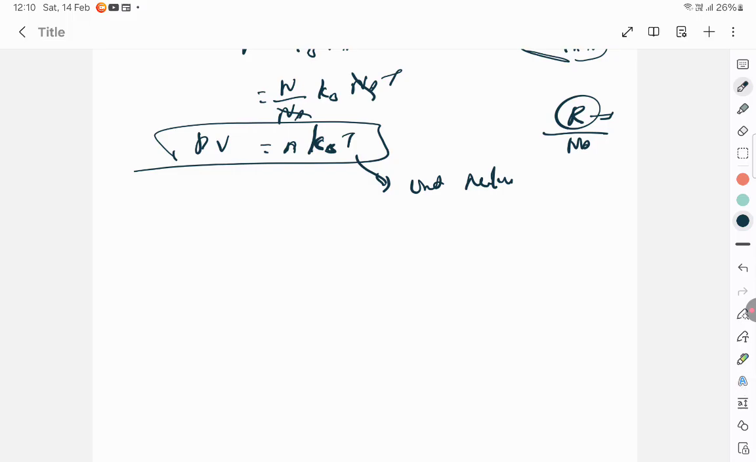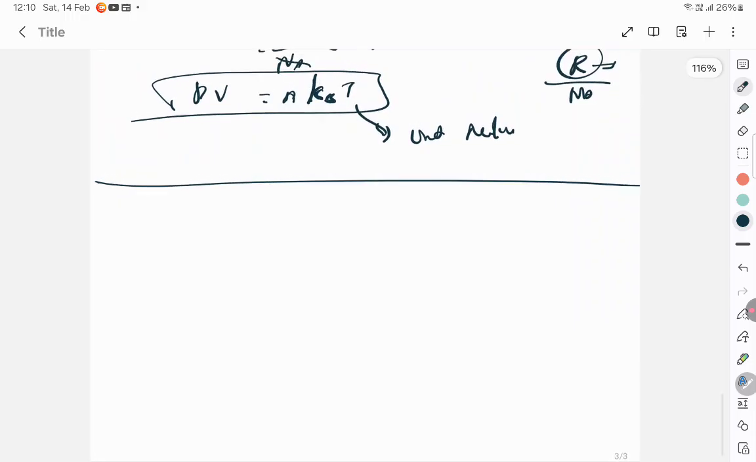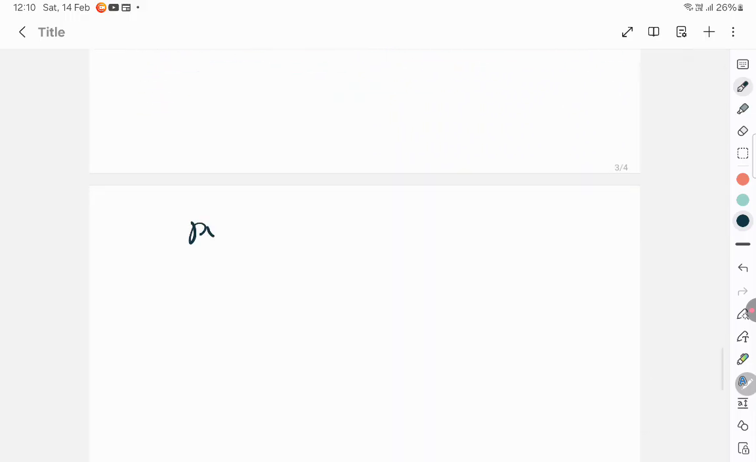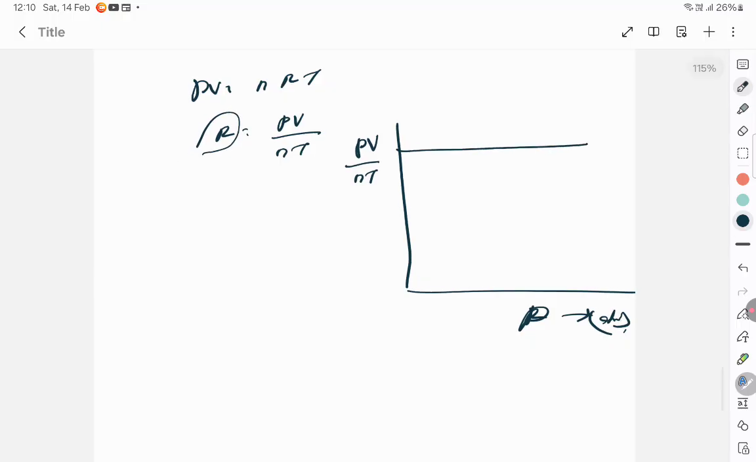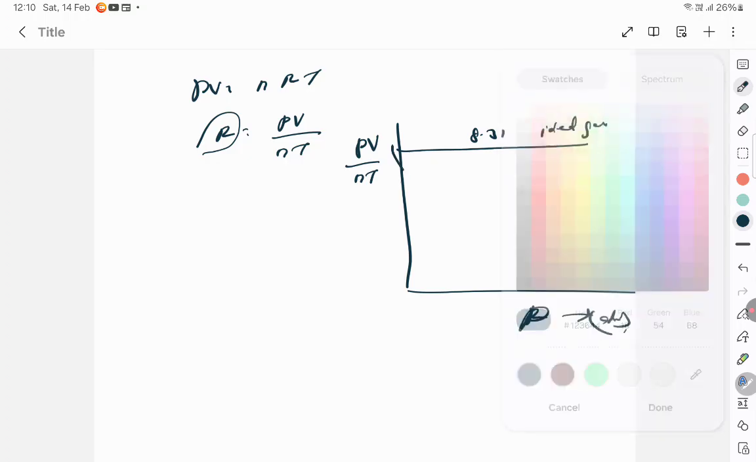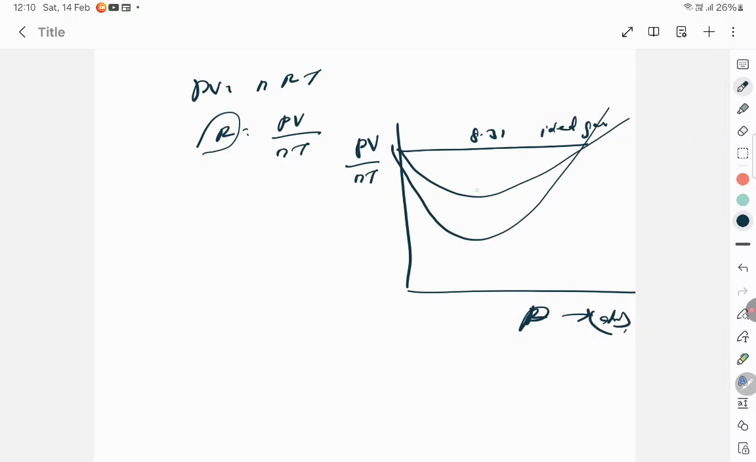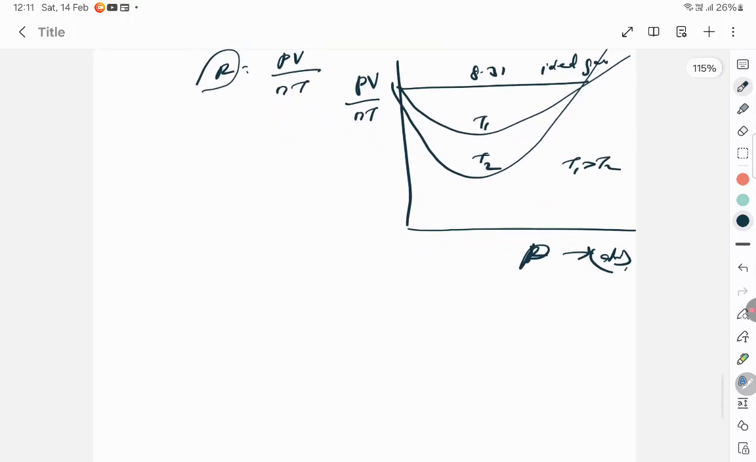Next is the perfect gas equation. How do you change it and write it? PV is equal to nRT, so R is equal to PV by nT. Suppose they ask you to plot a graph between PV by nT and pressure in terms of atm. It has to be a constant because R is a gas constant, which should be 8.31. However, this is applicable only for an ideal gas. For real gases, the graph will be curved like this. But the higher the temperature, T1 greater than T2, the closer it is to ideal gas behavior. This is about PV by nT versus P.